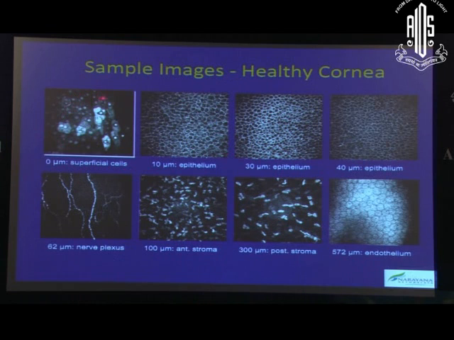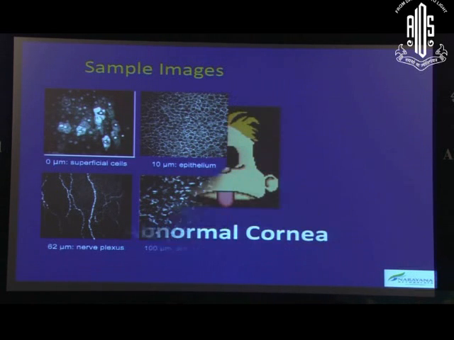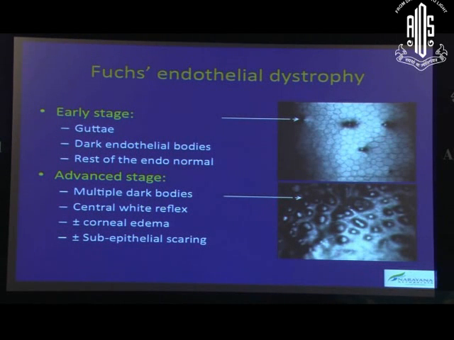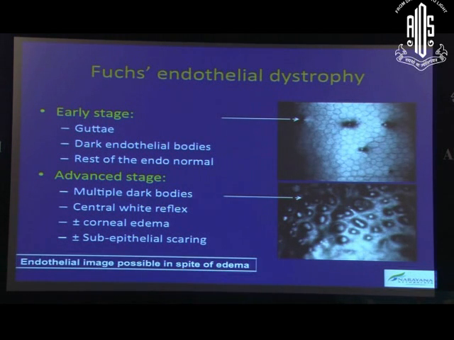This is the superficial squamous epithelium. Going further down, the basal epithelium, subepithelial nerve plexus, anterior stroma, which is much more cellular than the posterior stroma, and the endothelium. Endothelium, we know, has the hexagonal pattern. In abnormality, we can see Fuchs dystrophy with guttae nicely there. In spite of having a very large number of guttae and corneal edema, you can still do imaging because it's confocal microscopy.